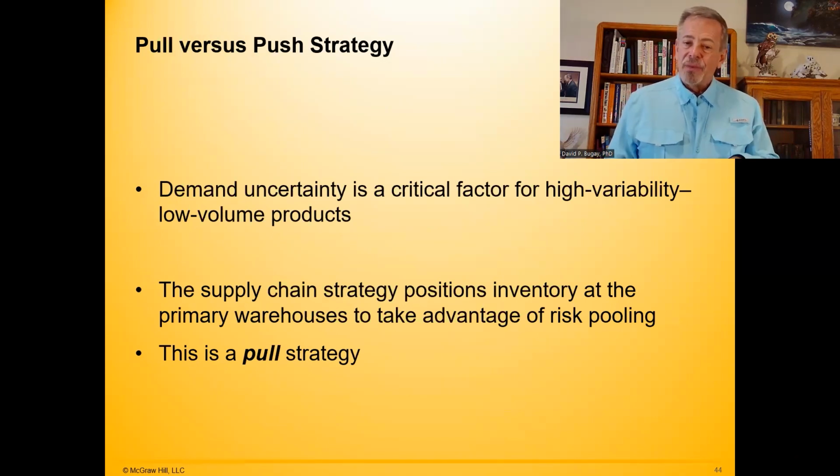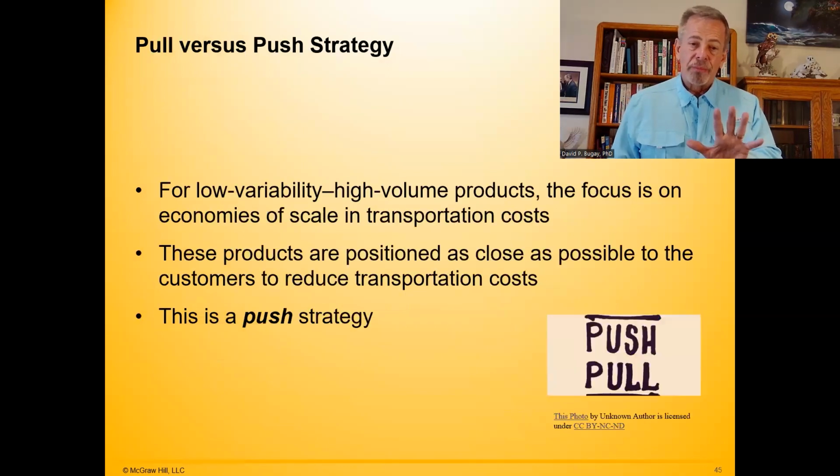So you want to take advantage of risk pooling, where you're actually bringing multiple warehouses together. So you have a much better safety stock because you're consolidating warehouses. We call this a pull strategy. The book talks more about that.